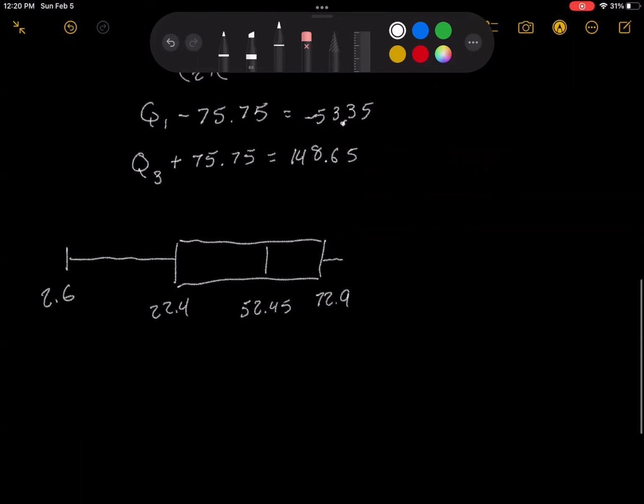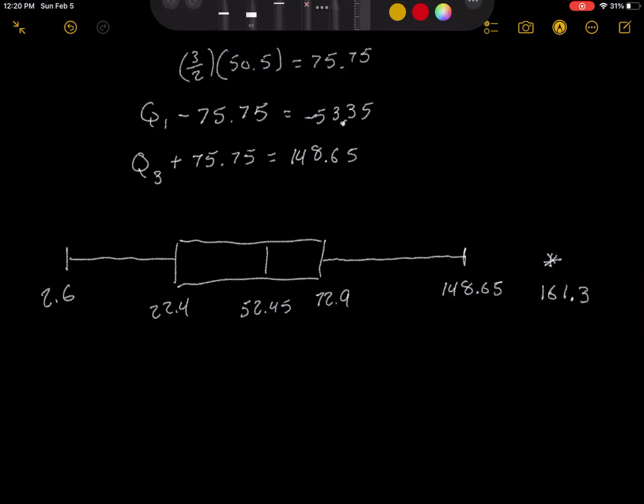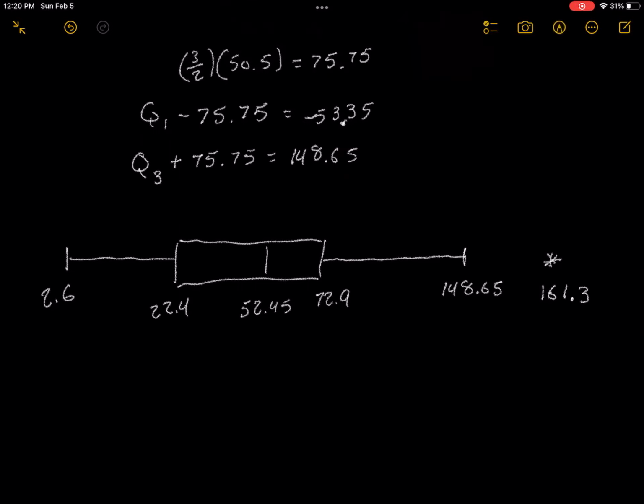But now, because we have significantly high values, your bar is only going to extend to that 148.65 number. And then any value that's outside of that is going to be considered significantly high. We only have the 1. Our maximum over here at 161.3 is significantly far away from our box, using this idea of 1.5 times the interquartile range. So this is the modified box plot.